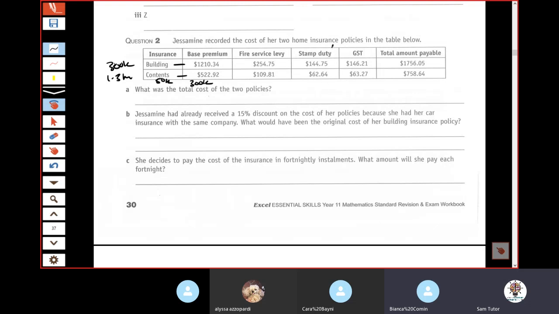Stamp duty is just a tax. GST is another tax, and then you've got a total amount payable. You pay this much. Any questions about what these mean? Okay. What was the total cost of the two policies? Well, that's very easy. So if you want to take out both building and contents, you're just going to add these two together, right?